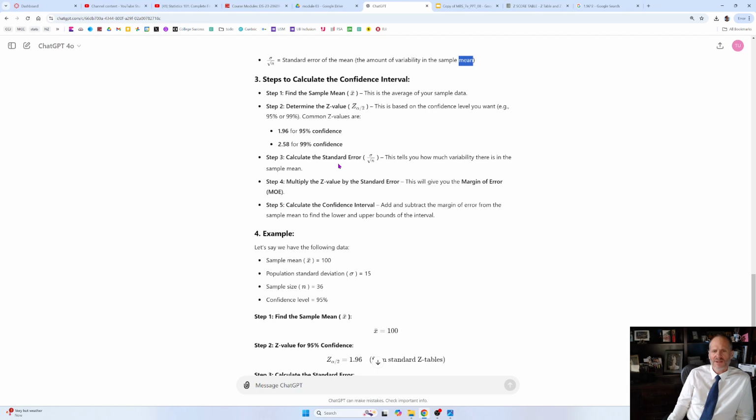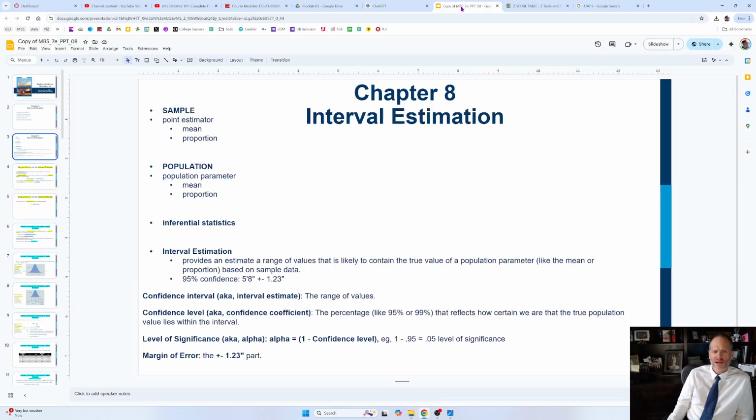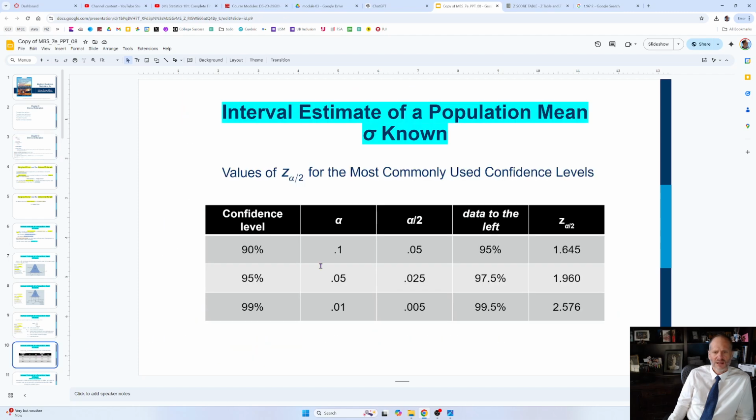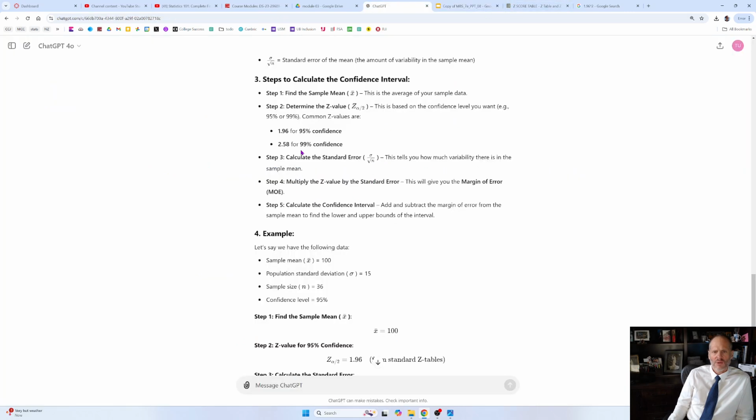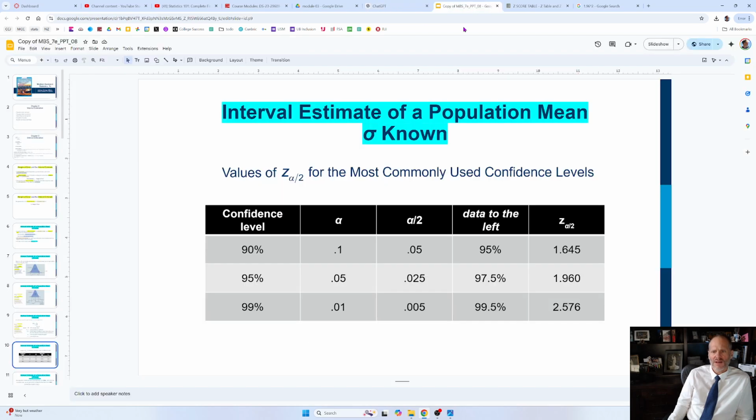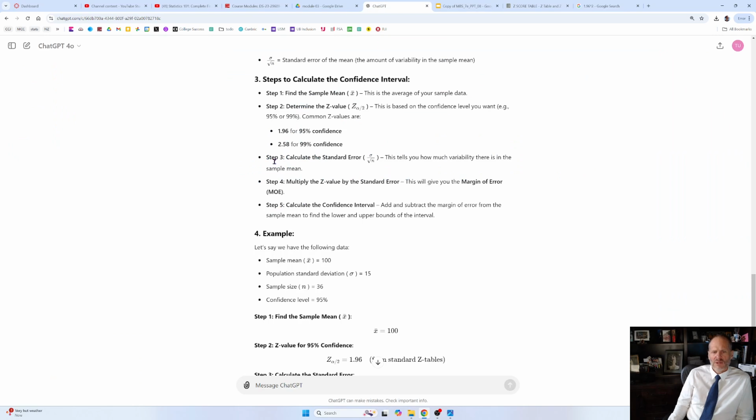Steps to calculate the confidence interval: find the sample mean, determine the z-value based upon the confidence level you want, 95% or 99%. Common z-values are 1.96 for 95%, 2.58 for 99% confidence. And we saw that here, right? 2.576 for 99% confidence, or 2.58. You round that up to 2.58. And we saw how to look these up. And then calculate the standard error.